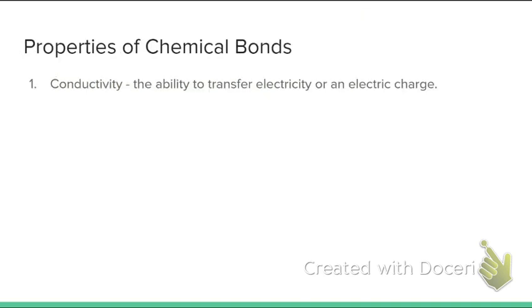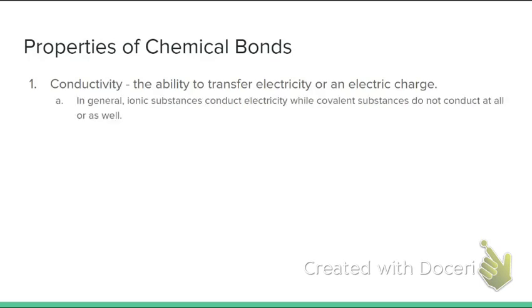Properties of chemical bonds that we're going to talk about, one is called conductivity, and it's the ability to transfer electricity or an electrical charge. We worked on this a little bit first semester, and now we're going to talk about whether chemicals in solution or in water are able to conduct electricity. In general, ionic substances conduct electricity better than covalent substances.